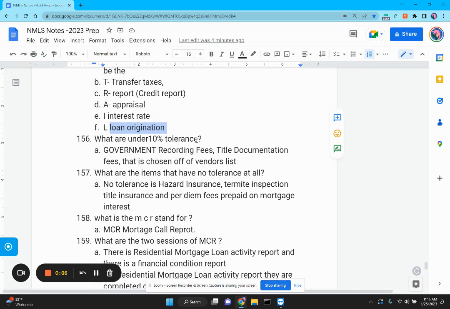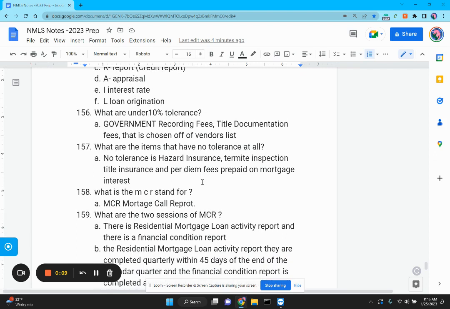What are the items under which you can get a 10% tolerance? Government recording fees, title documentation, and fees that are chosen off of the vendor list. So what are some items that have no tolerances at all? No tolerance is hazard insurance, termite and pest inspection, title insurance, and per diem fees prepaid on mortgage interest.